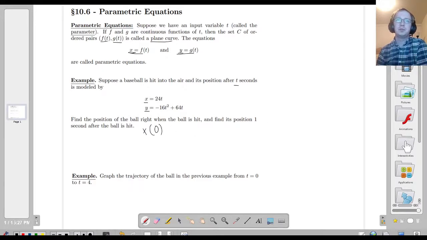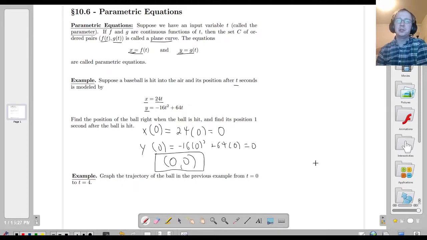Okay, I could write x of 0. In other words, I'm going to take this x function and plug in 0 for t. And then to find the y position at time equals 0, I'm going to plug in 0 here. That comes out to 0. So at the instant the ball is hit, it's at a position of 0, 0. Maybe this is cricket instead of baseball or something, because it's right on the ground.